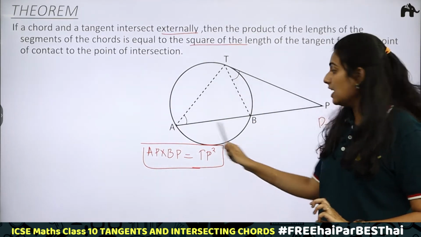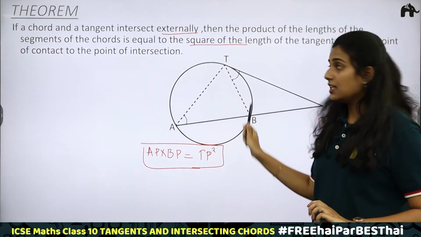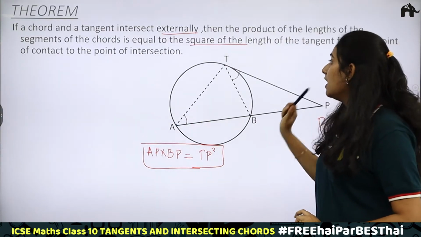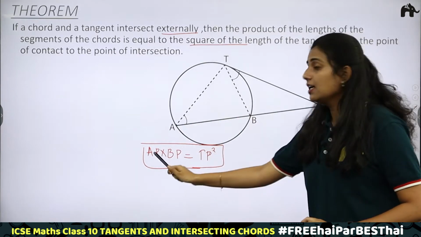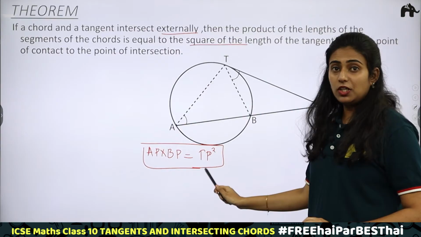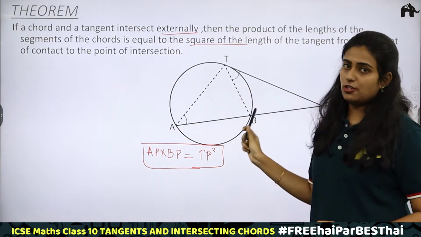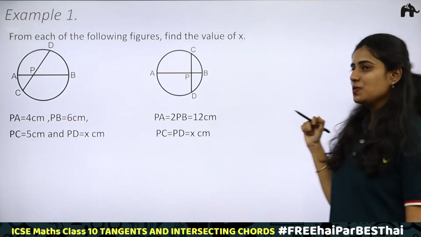Here we have a circle, AB is the required chord, TP is the tangent, AB when extended meets TP at point P. Then P is the point of intersection and T is the point of contact. When you take the product of the length of segments of the chord, you will get it equal to the square of the length of the tangent from the point of contact to the point of intersection. Clear? So this is our third theorem. Let us do some examples.